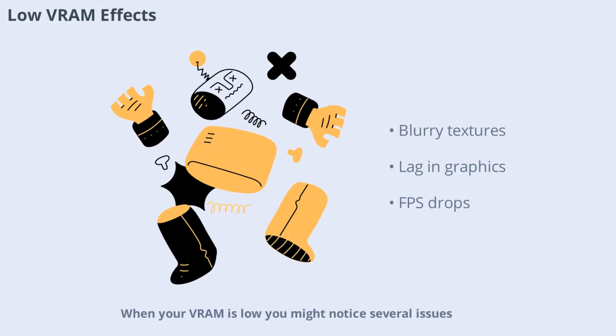If your VRAM is low, you might notice several issues while gaming or using graphic-heavy applications. Blurry textures are a common problem as the GPU can't store high-resolution images. You may also experience lag, especially in scenes with lots of detail or action. Another symptom is FPS drops, where your frame rate becomes unstable, making gameplay choppy. These effects can make your experience less enjoyable and highlight the importance of having enough VRAM.